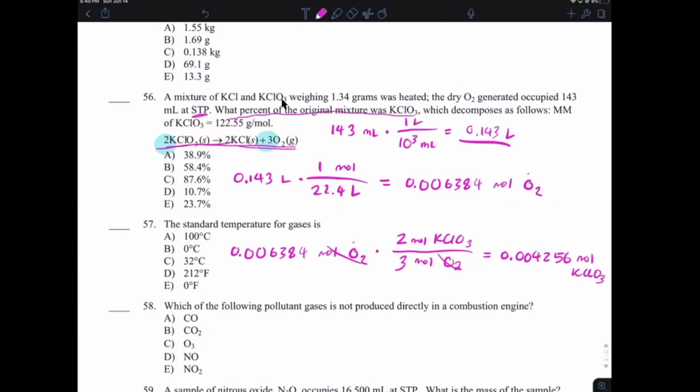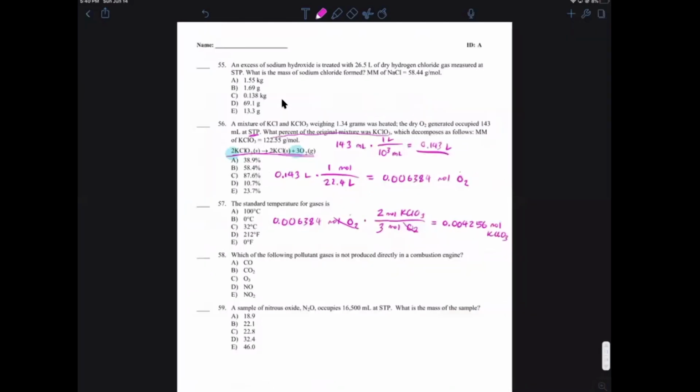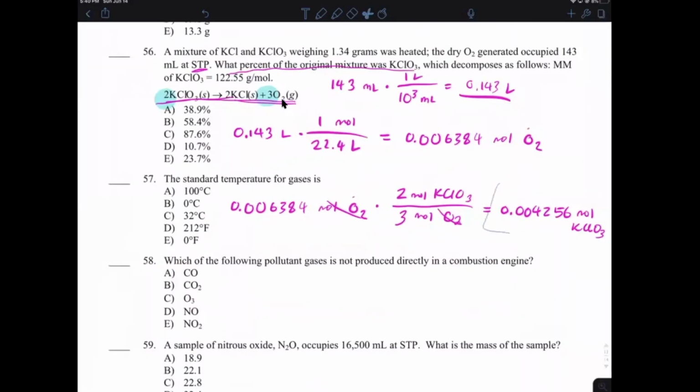All right, cool. So then we can find the mass of KClO3 that's produced. So how should we, okay, I should have done this in one step. We can just, 1 mole KClO3 is, it tells us 122.55 grams. And that should give us 0.522 grams KClO3.